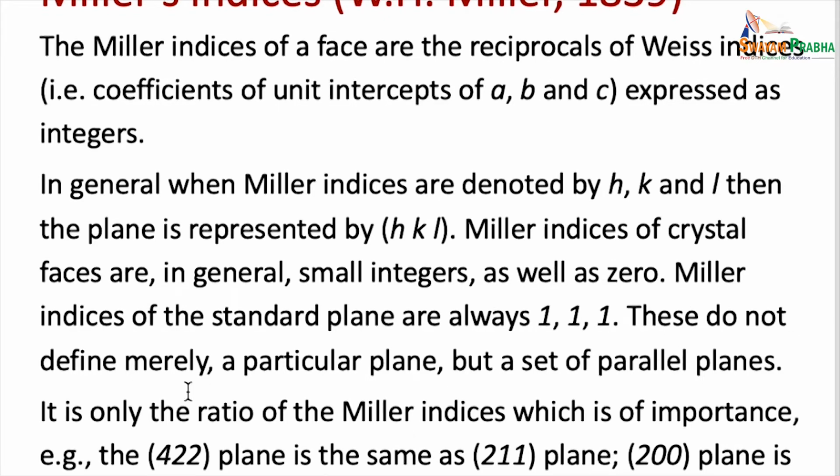These do not define merely a particular plane, but a set of parallel planes. It is only the ratio of Miller indices which is of importance. That is, let's say this is a 422 plane. Now the 422 plane is the same as a 211 plane. Similarly, the 200 plane is the same as the 100 plane, and so on.